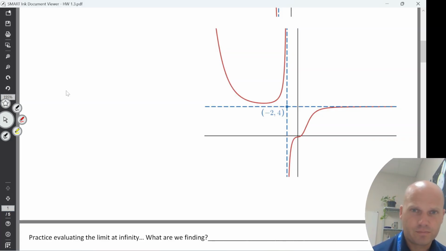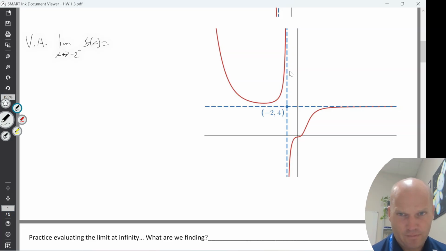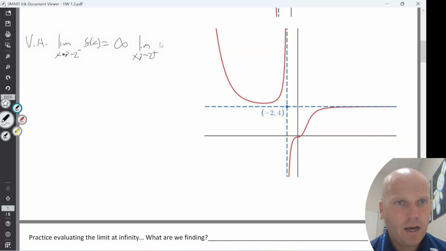This is an interesting one. In this situation, I can see we have y equals 4 and x equals negative 2. So for the vertical asymptote, I can see to the left of negative 2, I'm going up towards positive infinity. To the right of negative 2, I am down here at negative infinity. Vertical asymptotes don't have to be in different directions. You could have the function coming from up there as a potential.